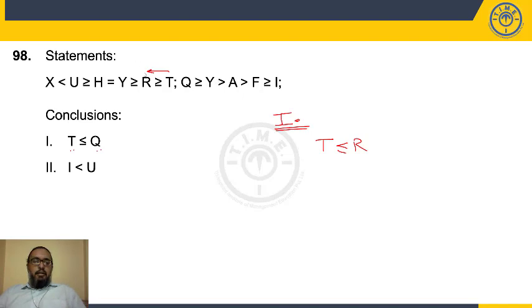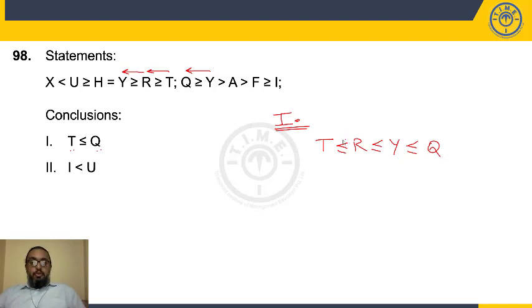Now from R, you go to Y. Again, since you are moving in the backward direction, the inequality will be reversed. So less than or equal to Y. Now do I have Y in the other part? Yes, I do have Y. Now again from Y, I am moving in the backward direction to Q. So again greater than or equal to will become less than or equal to Q. So from T to Q, this is how we find the relation.